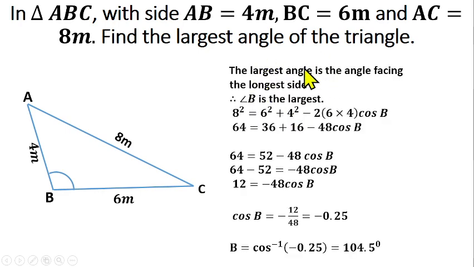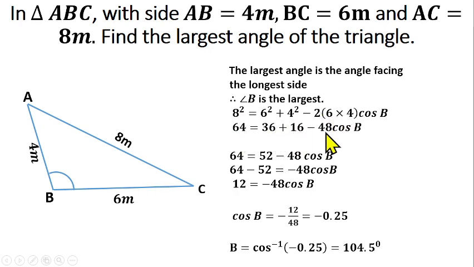I've already explained how we get the longest side, the largest angle rather, and how we get the largest angle to be B. So if you substitute into the cosine rule, we have 8 squared equals 6 squared plus 4 squared minus 2 times 6 times 4 cos angle B. 8 squared is 64, equals 36 plus 16.